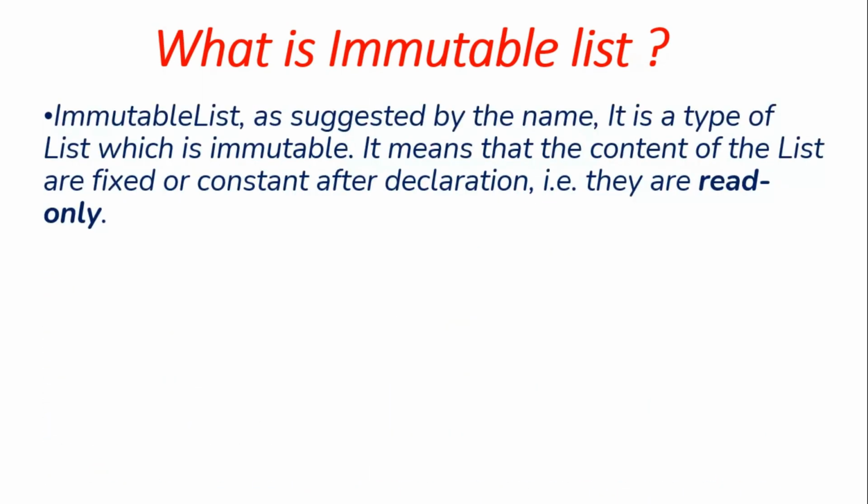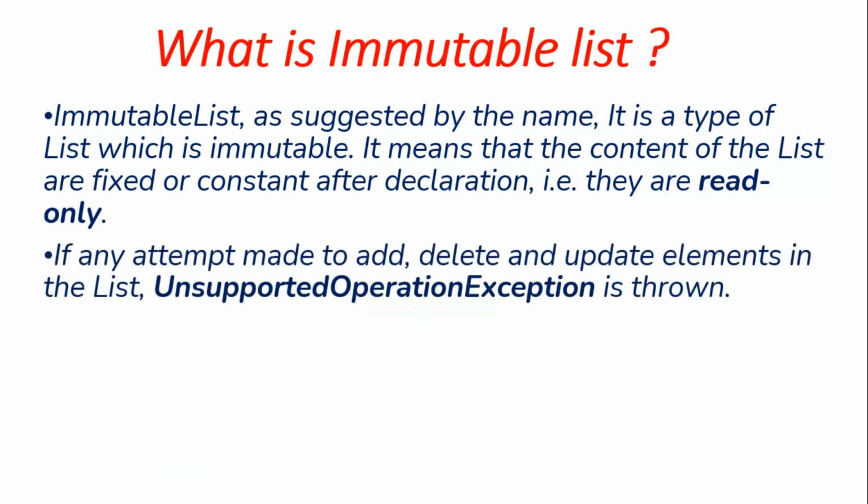So an immutable list, as suggested by the name, is a type of list which is immutable. It means that the contents of the list are fixed or constant after declaration, that is, they are read only. So once we have created or declared a list, later we cannot add elements to that list or remove elements from that list. If any attempt is made to add, delete or update elements in the list, an unsupported operation exception is thrown.